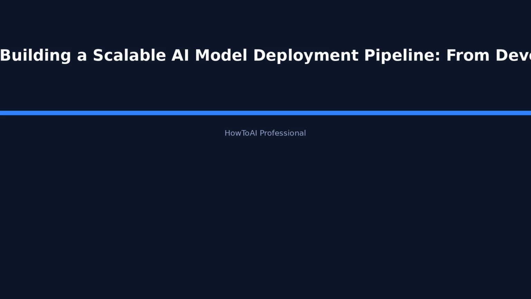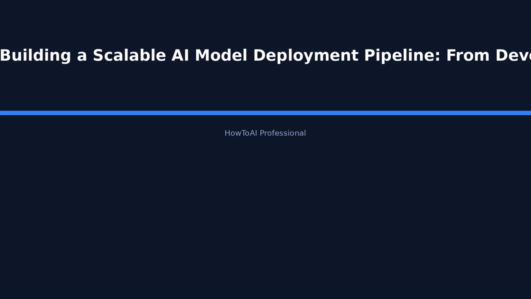Conclusion. So, there you have it, a comprehensive guide to building a scalable AI model deployment pipeline from development to production. To summarize, we started with the importance of having a solid infrastructure, moved on to data management, model training and versioning, containerization, API development, monitoring and logging, and finally, implementing CI/CD practices.